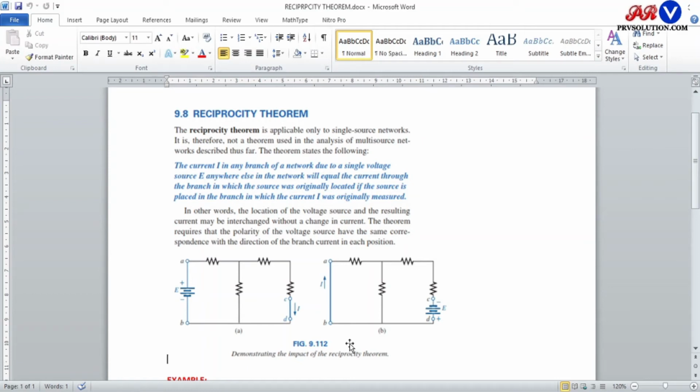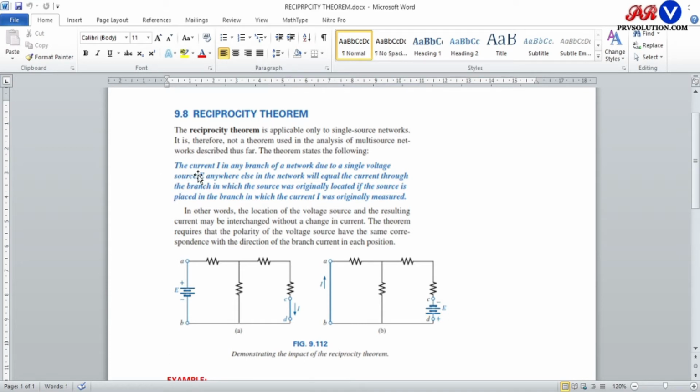Today we will study reciprocity theorem. We will verify reciprocity theorem using Multisim software. The reciprocity theorem is applicable only to a single source network. So it is only used in single source networks, and it is not used in the analysis of multi-source networks.